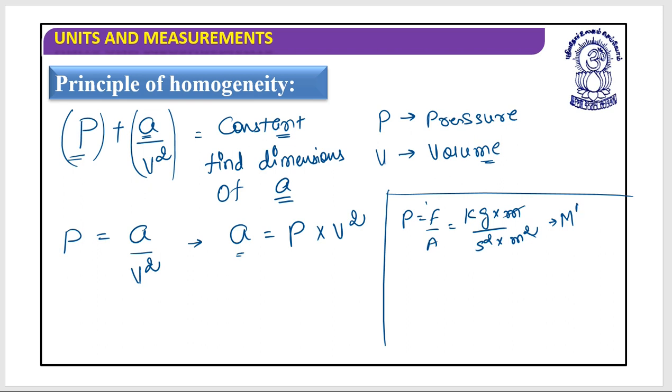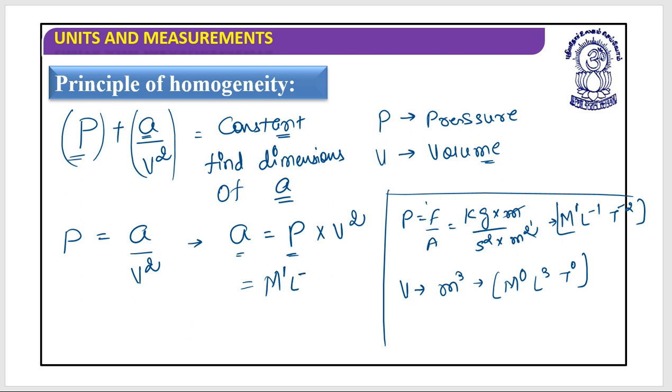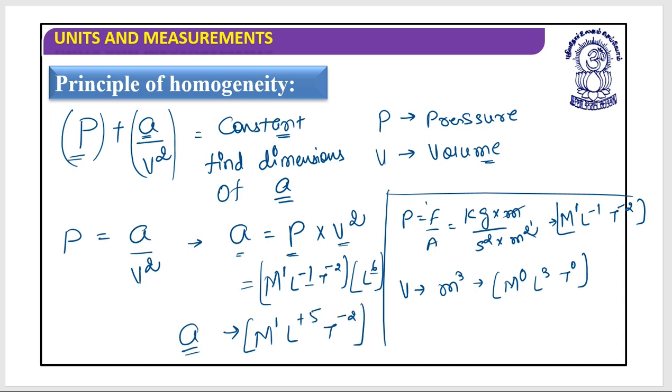This is M1. Meter to the 1 power left, this is L minus 1. Second square is T minus 2. And volume is meter cube, so this is M0 L3 T to the power 0. So the dimensions of pressure, M1 L minus 1 T minus 2, multiplied by V square, which is L to the power 6. So this becomes M to the power 1 minus 1 plus 6... L to the power plus 5 T to the power minus 2.